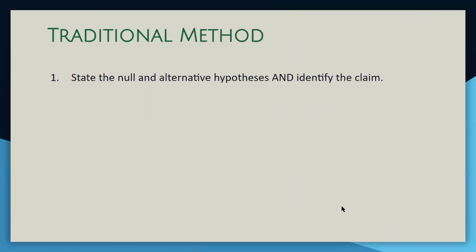So there are 5 steps to the traditional method. The first is to state the null and alternative hypotheses and identify the claim that we're being asked to test. So the word problem is going to give us one of these hypotheses with some keywords: less than, greater than, different than, equal to. And we're going to use those keywords to write both hypotheses and then label one of them as the claim, the thing we're being asked to test.